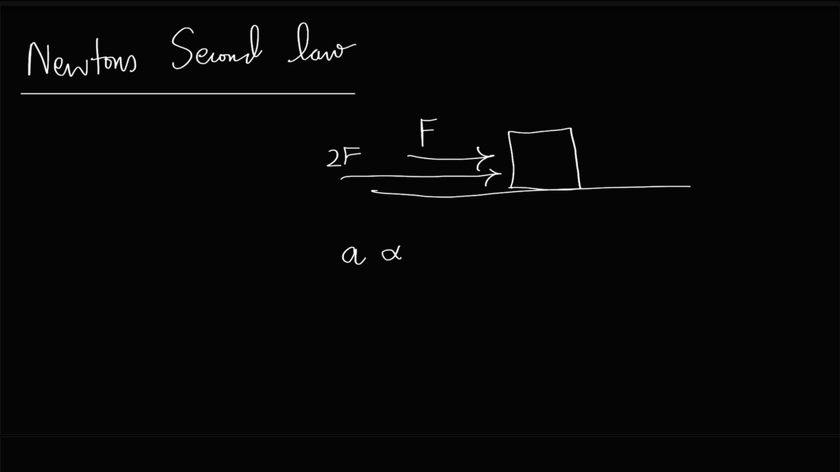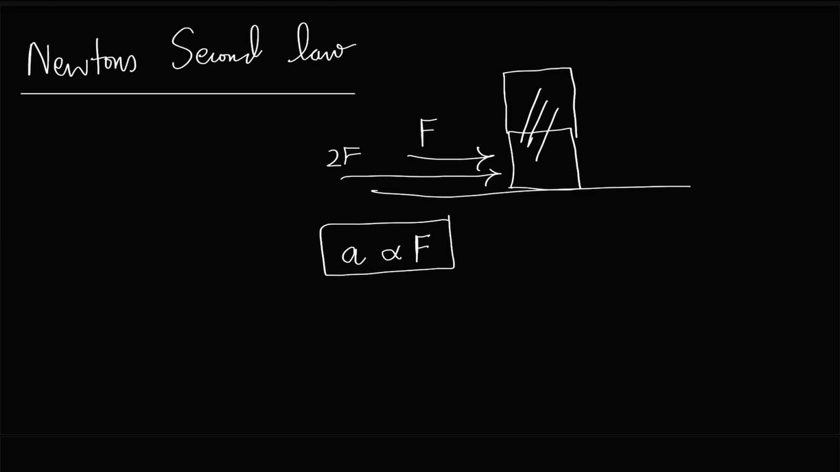Mathematically, we can say that acceleration is proportional to force. This equation means that if I increase the force, the acceleration also increases. But what happens if I increase the mass of an object? Let's suppose I place another block on top of the first one, which doubles the mass.